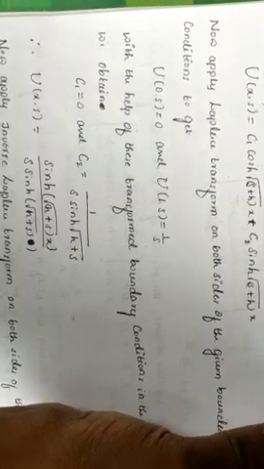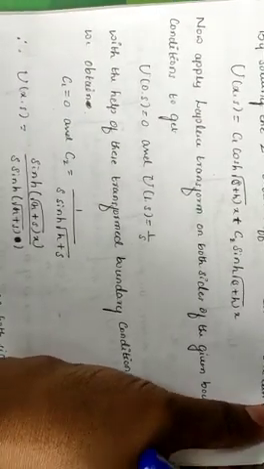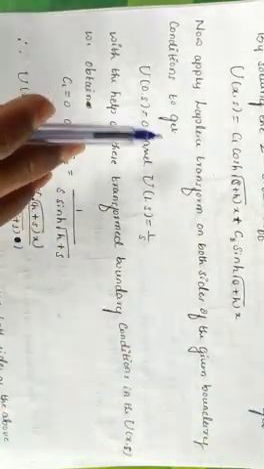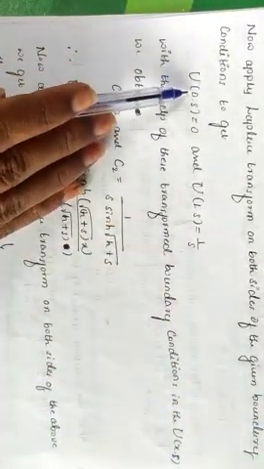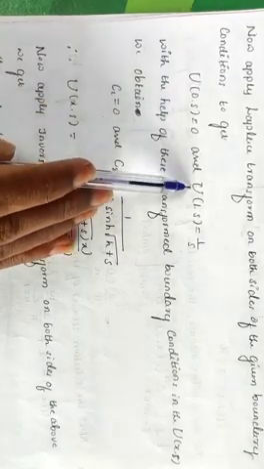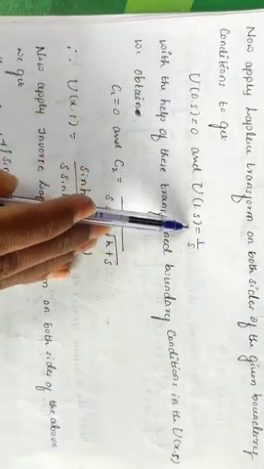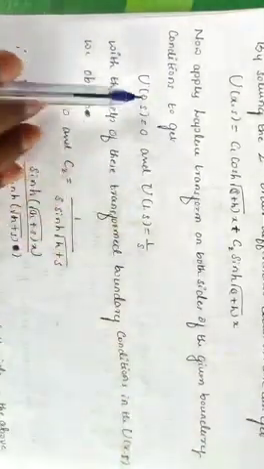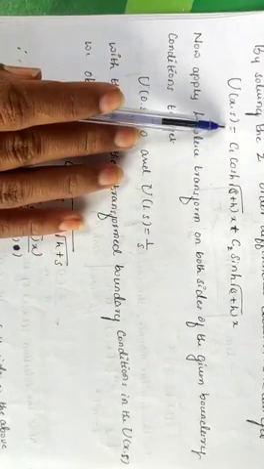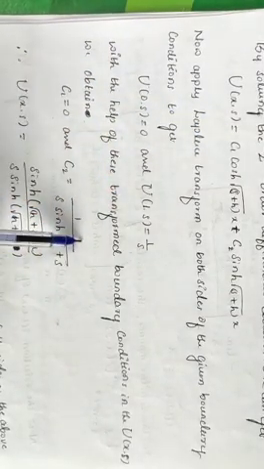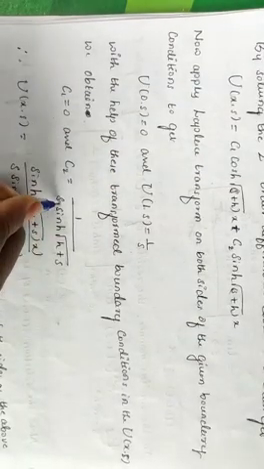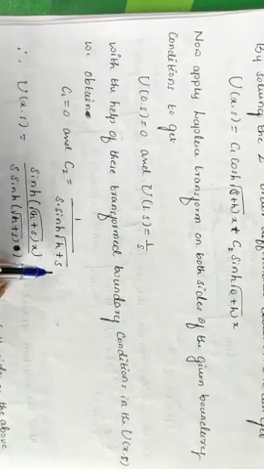Now, the boundary conditions are given in the hypothesis. We apply the Laplace transform to those boundary conditions, so we get U(0,s) = 0 and U(1,s) = 1/s. Now applying these two boundary conditions to this solution, we get c1 = 0 and c2 = 1/(s sinh(√(h+s))).